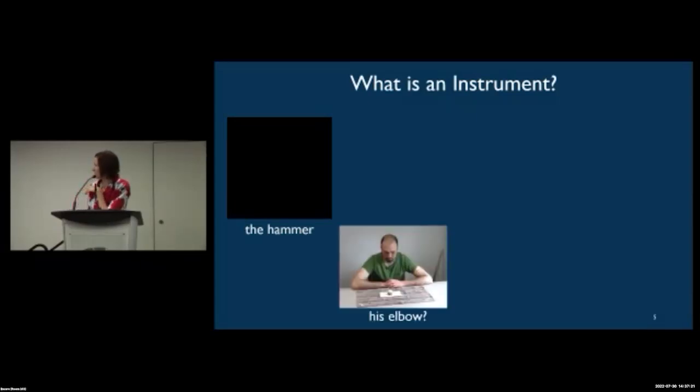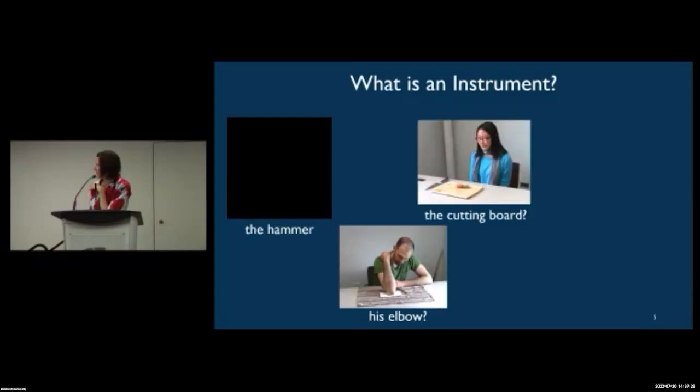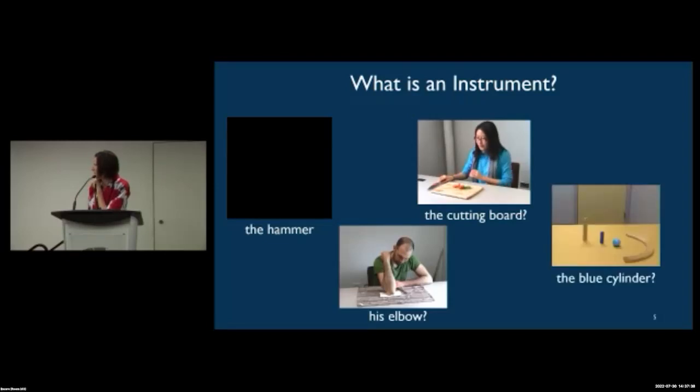How about this one? When we think about the role of the elbow, is the elbow an instrument in this event? Here, when we think about the role of the cutting board, is the cutting board an instrument? And finally, the role of the blue cylinder, which is kind of an intermediary between the train track and the ball. Is that an instrument? Is that part of this category, or is it something completely different?